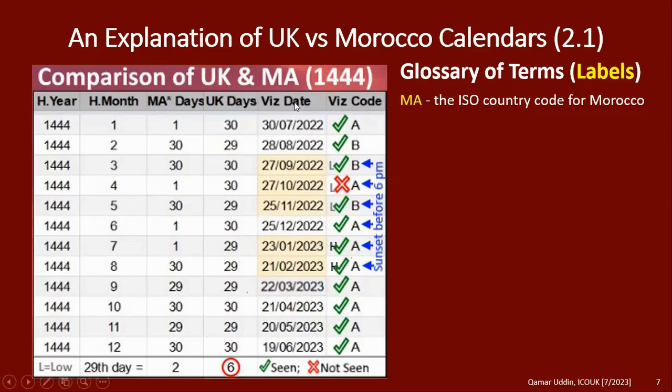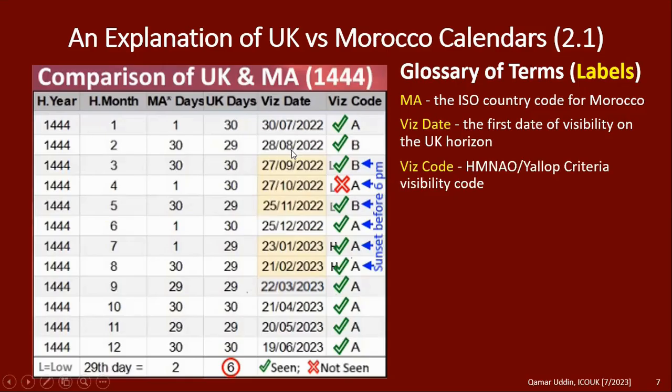And the first thing to note is the viz date. What is the viz date? Viz date is short for visibility date. These are the days on which the moon will become visible on the UK horizon, the first day of visibility. So for Muharram Hilal, we are looking on the last days of Dhul Hijjah, and we are going to look for it on 30th July 2022. So that is the visibility date.